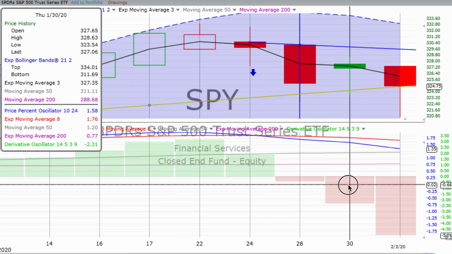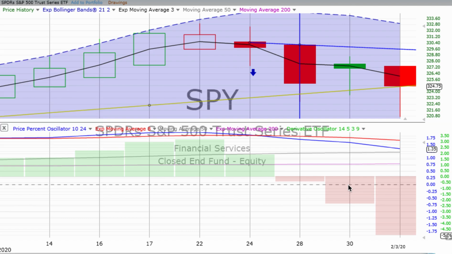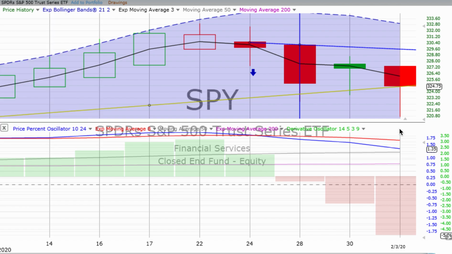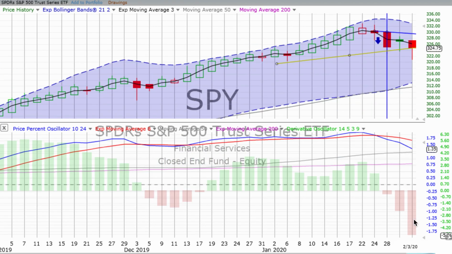Now, we go to the 2-day chart. Remember, the prior 2-day chart was Wednesday and Thursday, prior candle. This candle represents Friday and Monday. And look at it. It's a strong down candle with a long wick on the bottom, sitting right there on the weekly trend line. Derivative oscillator gaining downward momentum. Lots of it. Price percent oscillator spiking over, going down.